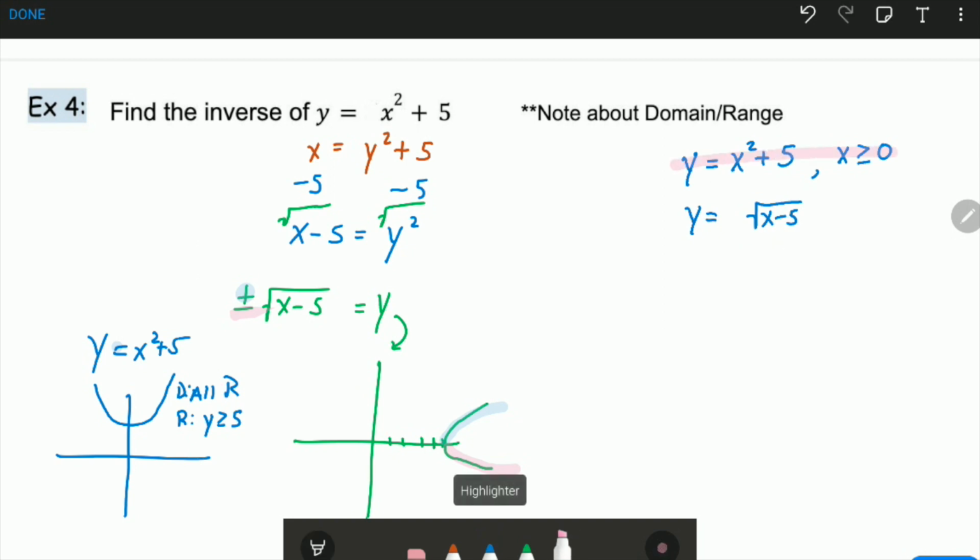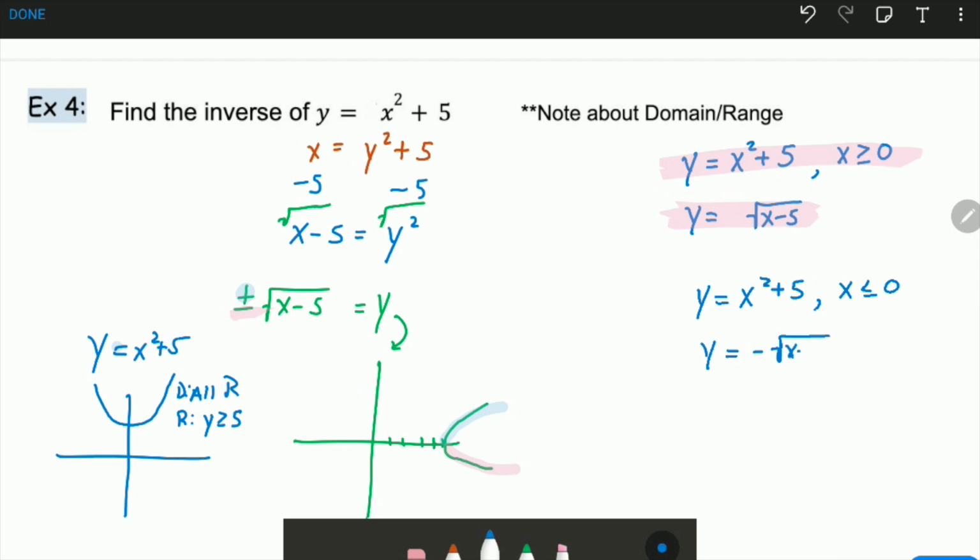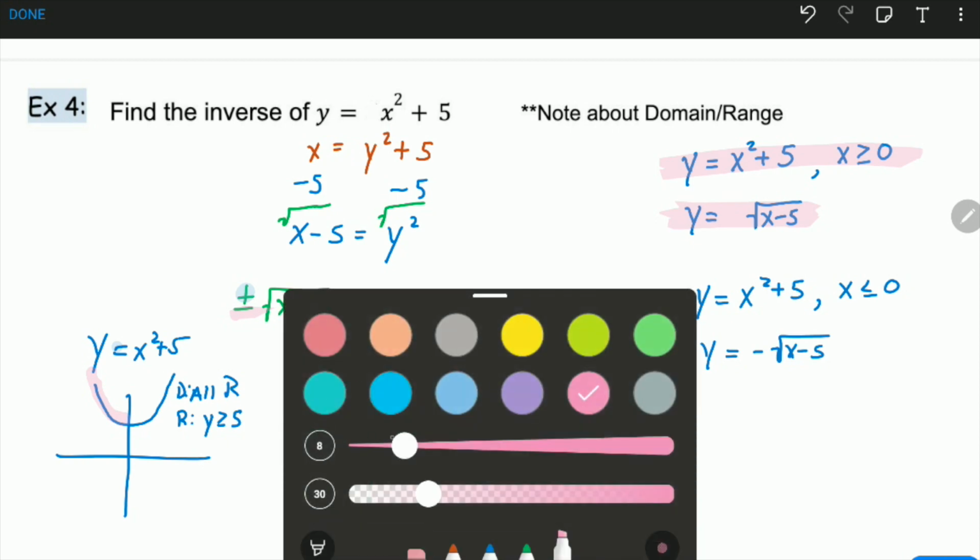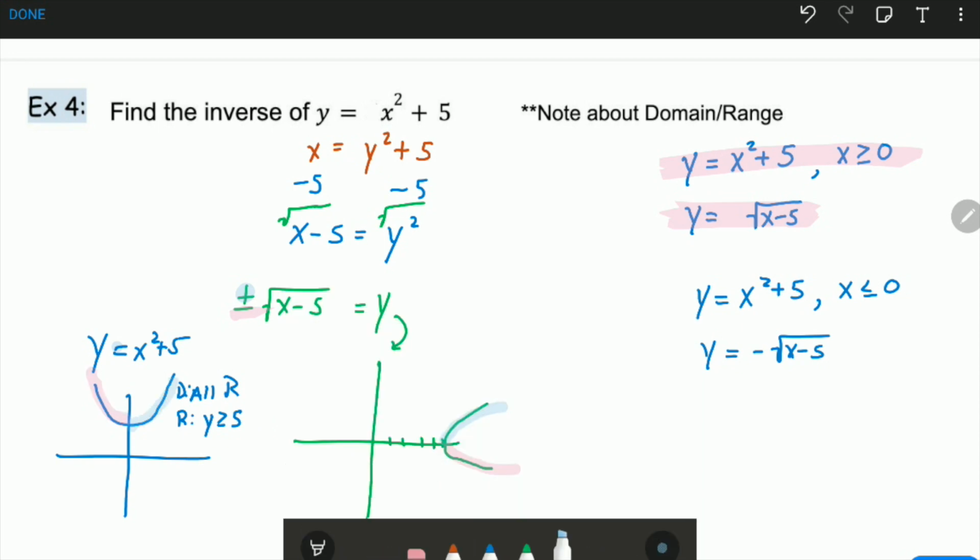So if we were giving this as the original restricted expression, then this would be its corresponding inverse. And likewise, if we had y equals x squared plus 5, when we have x is less than or equal to 0, then instead of using the positive radical, we would be using the negative radical. Because the negative radical would correspond to, for the original function, the value is less than 0, in this case, depending on the transformations, this might be different. And the right side would correspond to the positive radical version.